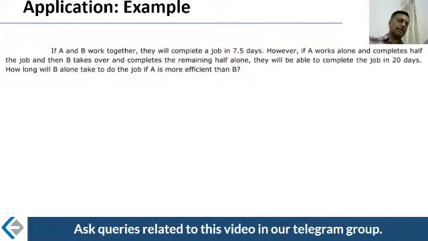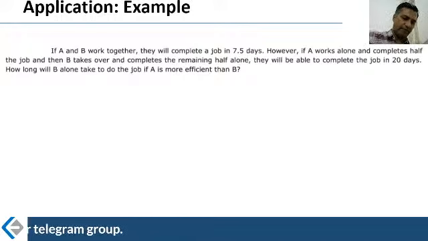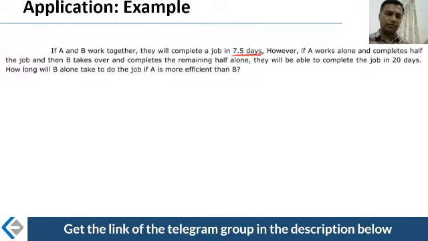Okay, let's decide the work again. You will say that A and B working together complete the job in 7.5 days. It's given that they complete the job in 7.5 days, so take a multiple of 7.5.